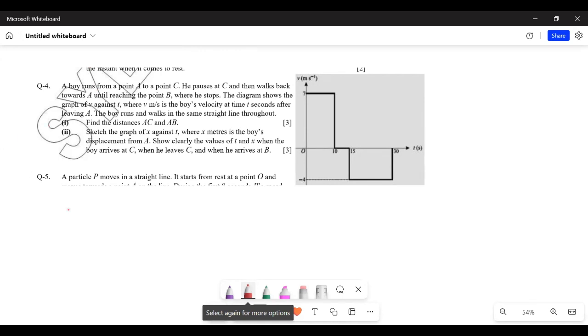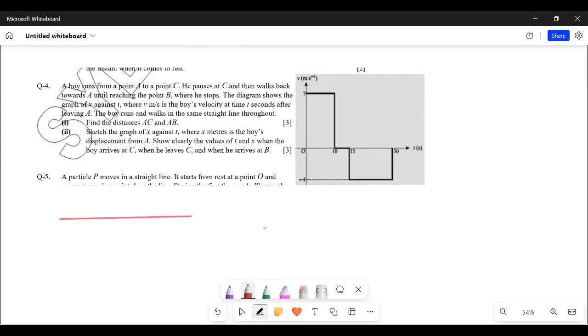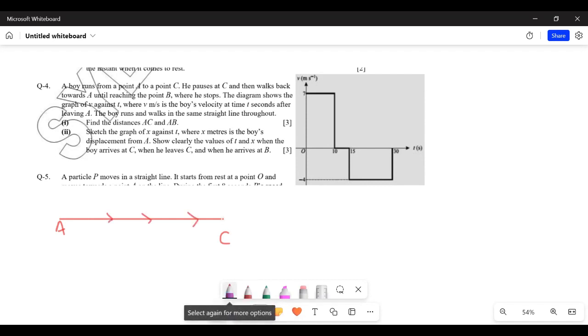Okay, so the boy starts from a point A and moves to a point C. So first he goes from A to C. Let's say here's A and here's C. He pauses at C and then walks back towards A until he reaches point B. So first he's walking in this direction and then he starts going back, and he walks in this direction until he reaches B. So first he goes from A to C and then back from C to B.